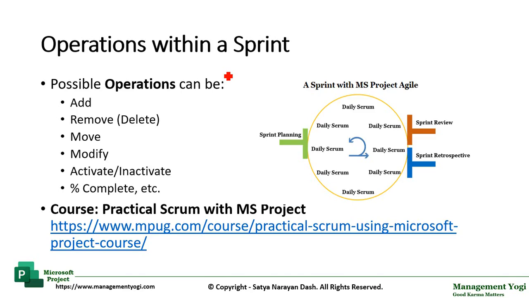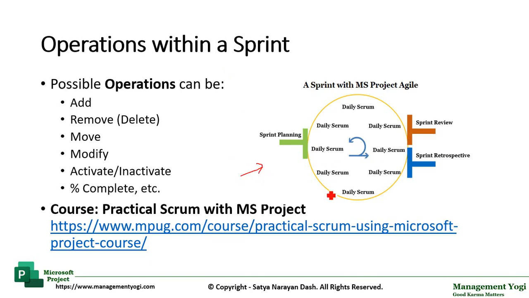Operations within a sprint. A sprint is usually 2 to 4 weeks in duration, which is known as time boxing. While the length of the sprint is usually fixed, meaning you cannot change the length of the sprint, you can do a number of operations with respect to the work items within the sprint. This is depicted in our diagram to the right.